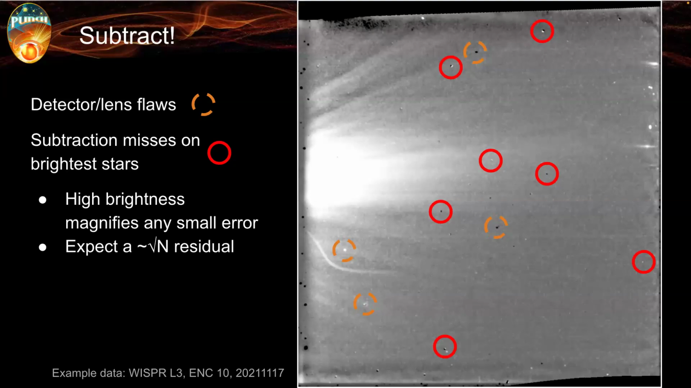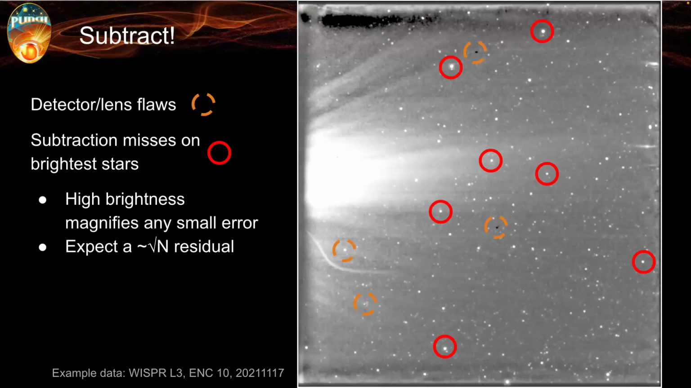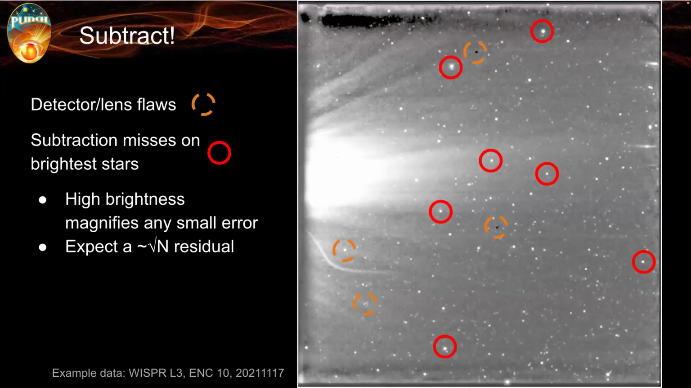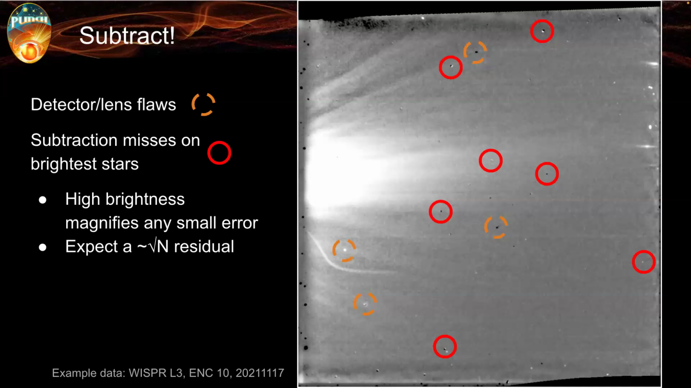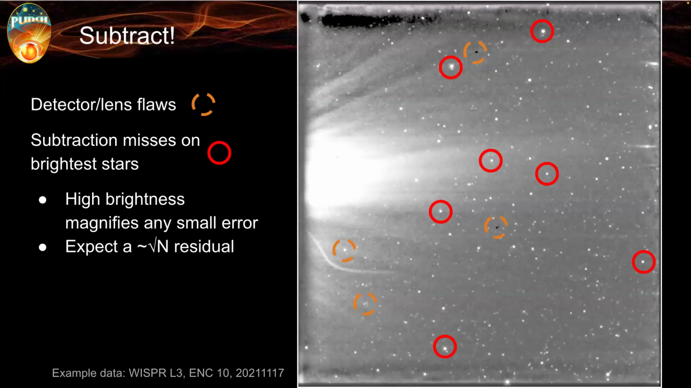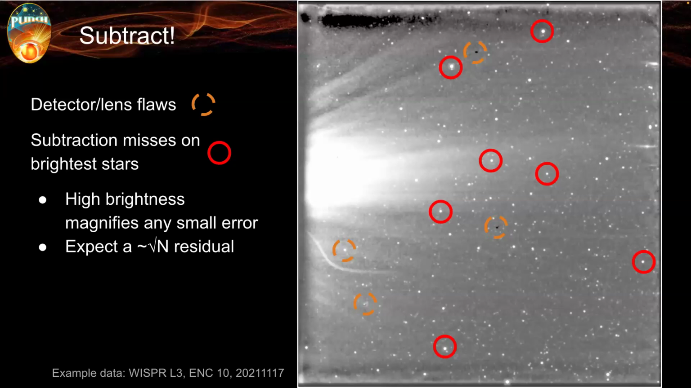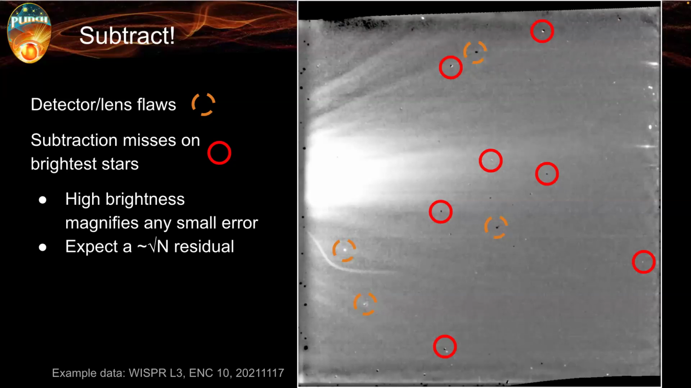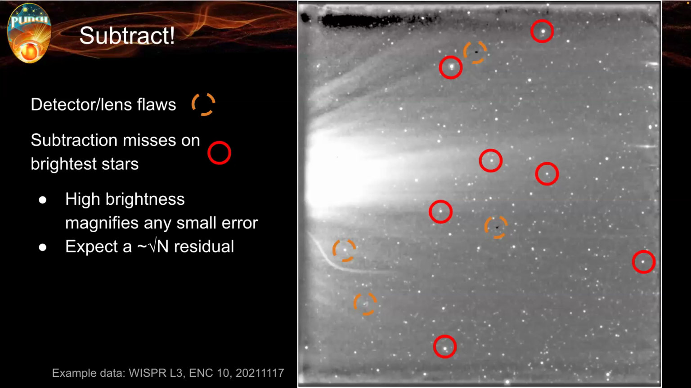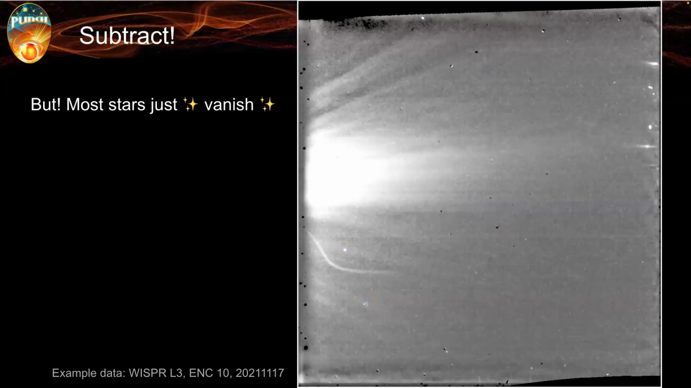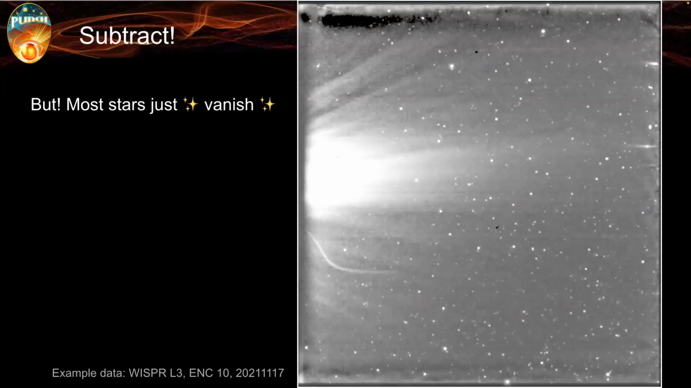There are a few bad subtractions. If there's a slight misalignment or a poor estimate for the stellar flux, you're never going to be completely perfect. The bright stars will really emphasize even the smallest fractional error. So that's why you see some problems with the brightest stars. And you expect some sort of residual from just the shot noise. But that's enough of the negatives. Let's just appreciate that 99% of these stars are just poof, they're gone. This is really cool to see.